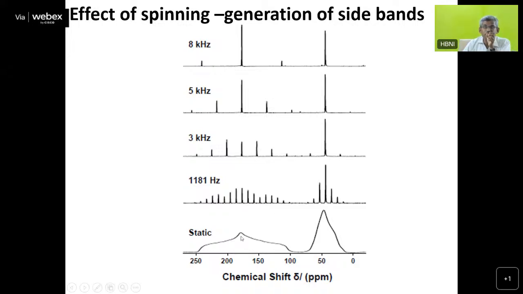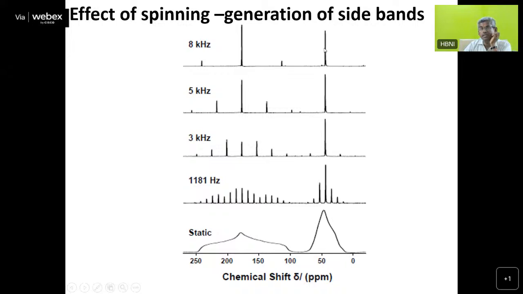You see here, for the C double bond O group, the sidebands are spread over from almost 250 to almost 100, whereas here the sidebands are spread over only a very small range. So this also says the carbonyl carbon is more anisotropic in the solid state. Of course, in solution also it is like that, compared to CH2.